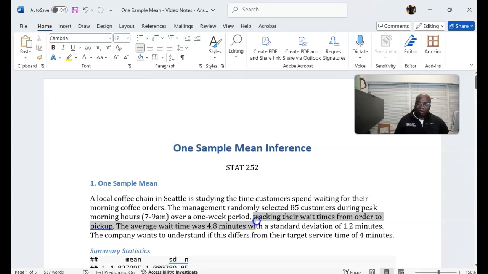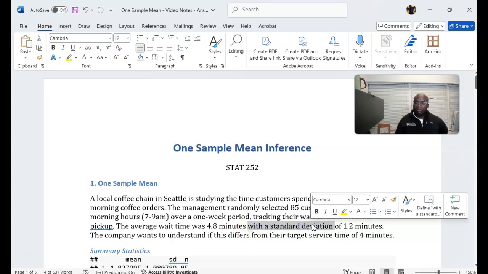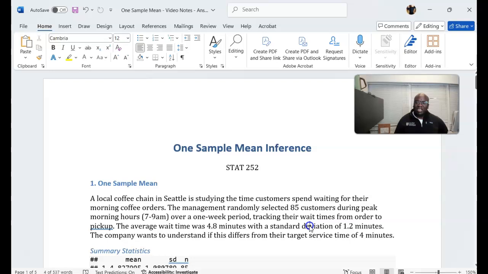Tracking their wait time from order to pickup. Okay, how long does it take for them to get their order? All right, so then the average wait time is 4.8 minutes. Okay, that's the sample mean, with a standard deviation of 1.2 minutes. That is a sample standard deviation.